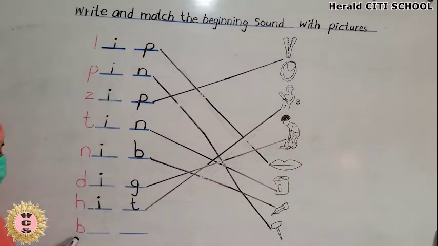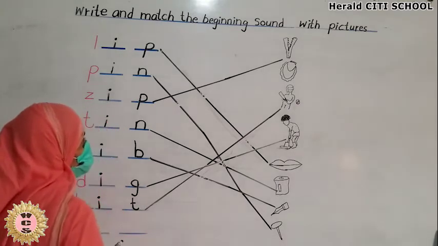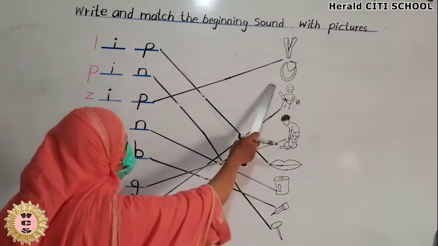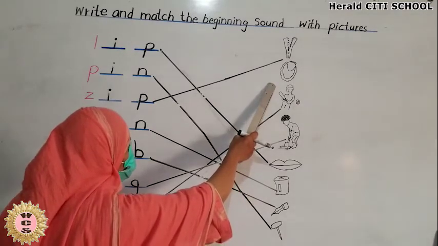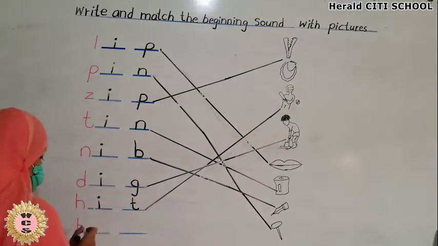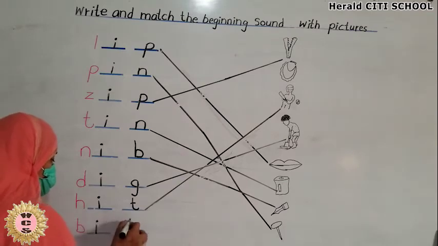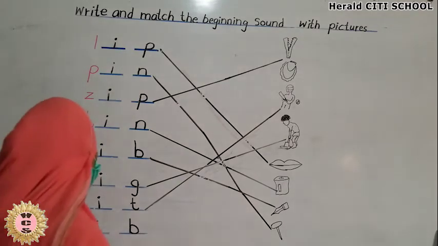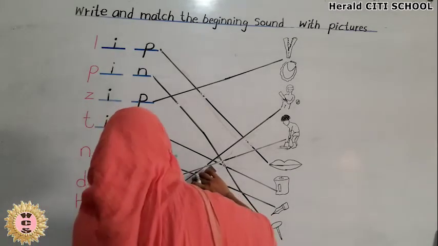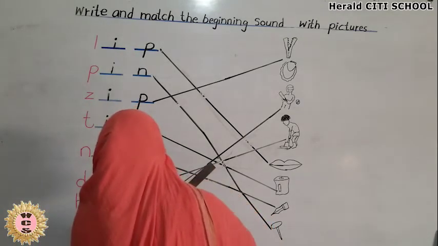Which sound is this? B. B. And which picture is matched to the sound of B? Yes, this is a bib. Bib. And the spelling of bib is B-I-B, bib. Now you will match the spelling of bib to the picture of the bib.